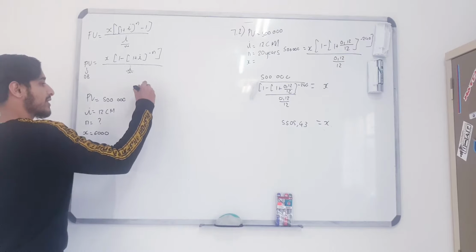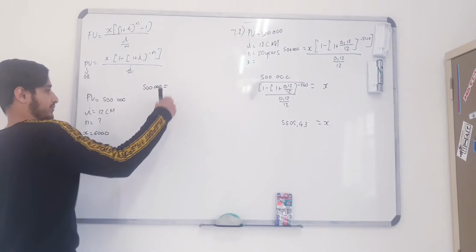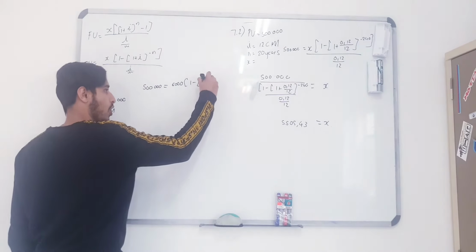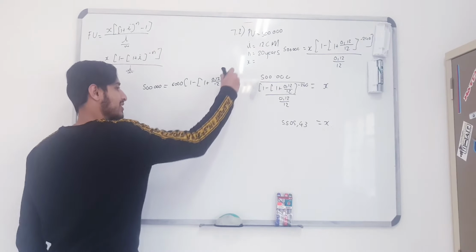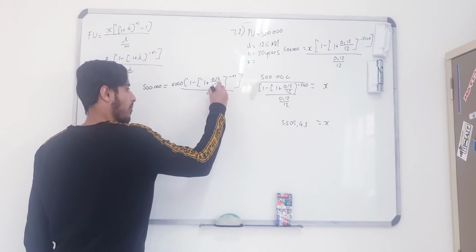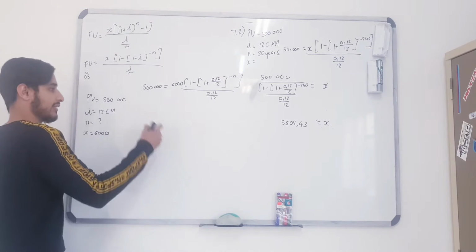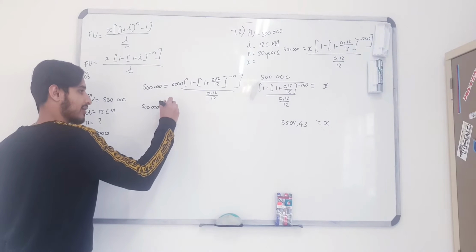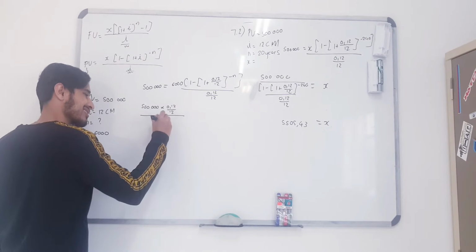So what you're going to do is say 500,000 is equal to 6,000 into 1 minus 1 plus 0.12 all over 12 raised to the negative n, all over 0.12 all over 12. Now you need to calculate it. So it's going to be 500,000, you're going to multiply that by 0.12 all over 12, and you're going to divide it by the 6,000.